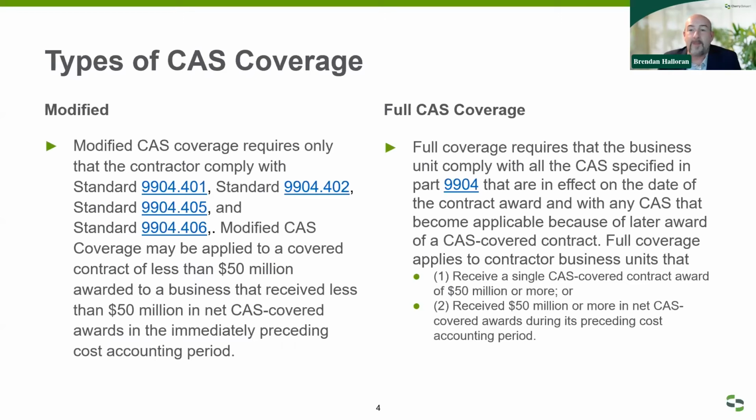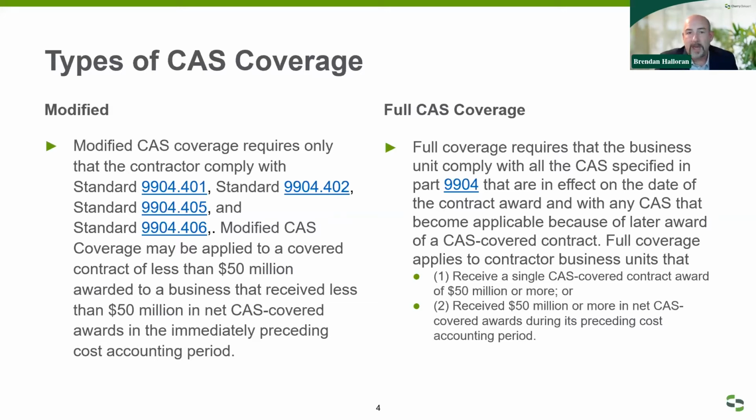Okay, we mentioned earlier the types of CAS coverage. With modified, there are really four key standards that are applicable: CAS 401, 402, 405, and 406. The actual contract value is one of the major triggers for CAS applicability. And so there are just those base standards that contractors are required to adhere to.